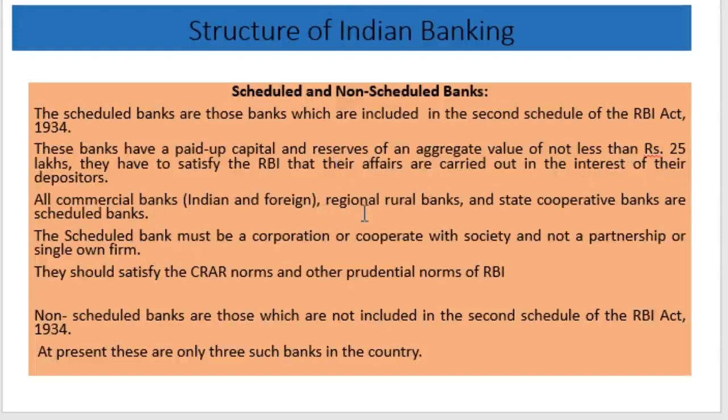All commercial banks, regional rural banks and state cooperative banks are scheduled banks. A scheduled bank must be a corporation or a cooperative society. It should not be a partnership or single-owned firm. They also must satisfy the capital adequacy ratio, or capital to risk weighted asset ratio norms, and prudential norms of RBI. Non-scheduled banks are those banks which are not included in the second schedule of the RBI Act 1934. At present, there are only 3 such banks in the country.